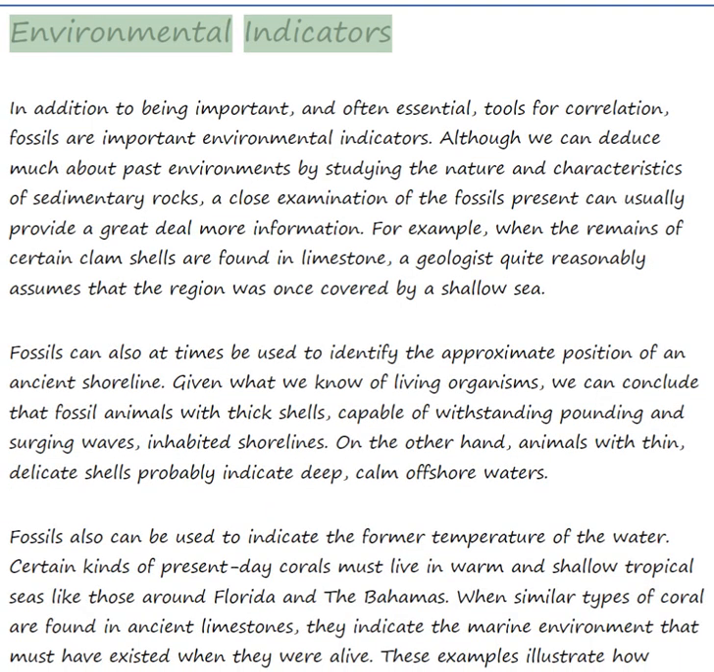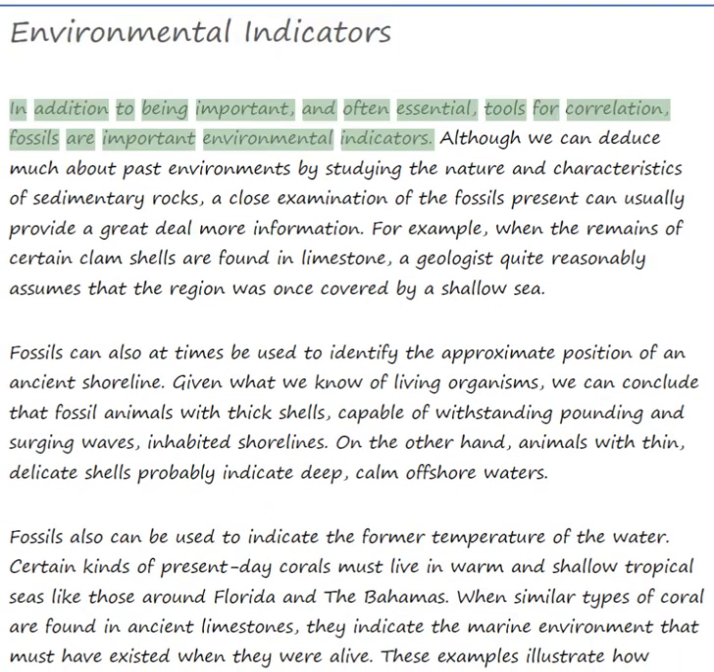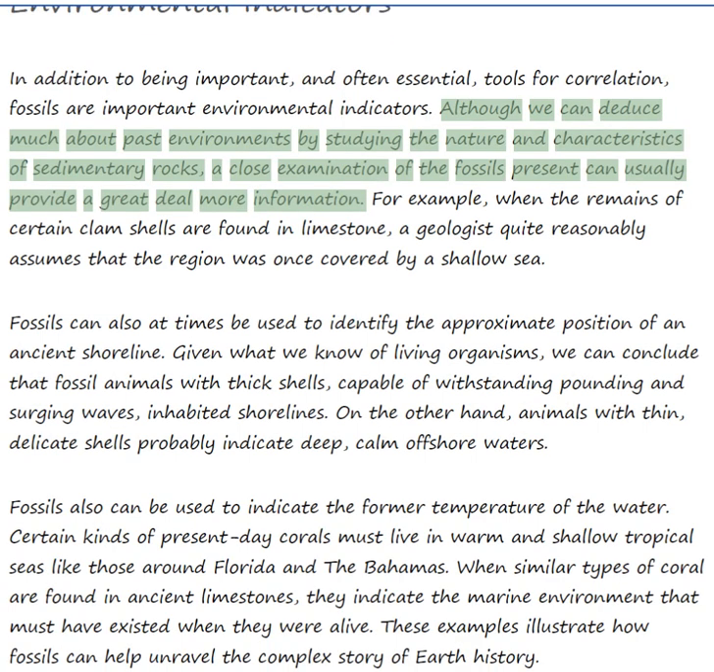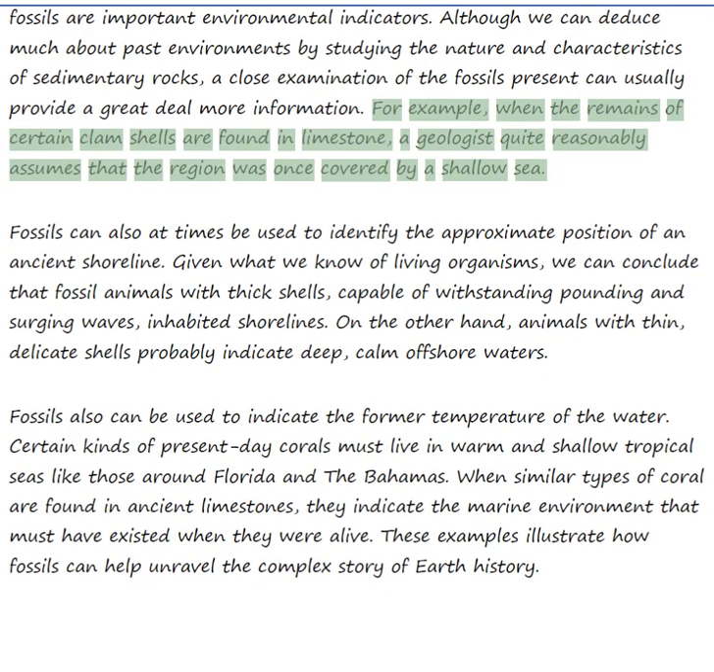Environmental indicators. In addition to being important, and often essential, tools for correlation, fossils are important environmental indicators. Although we can deduce much about past environments by studying the nature and characteristics of sedimentary rocks, a close examination of the fossils present can usually provide a great deal more information. For example, when the remains of certain clam shells are found in limestone, a geologist quite reasonably assumes that the region was once covered by a shallow sea.